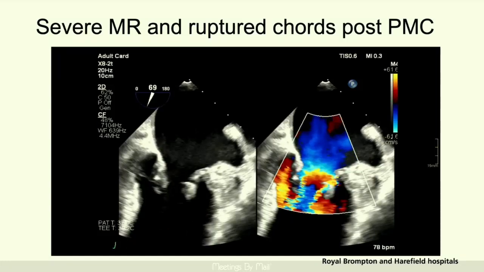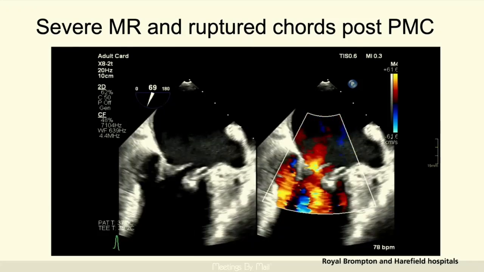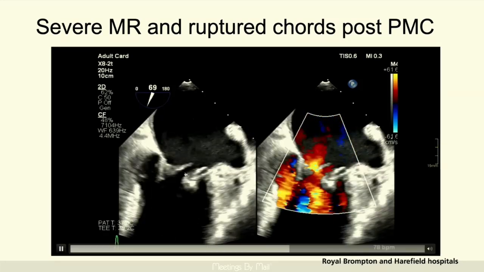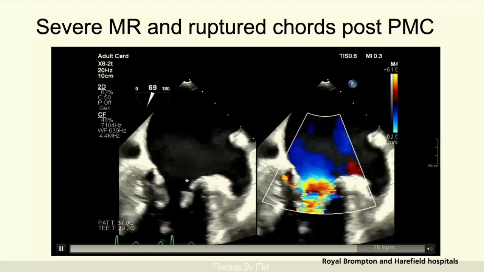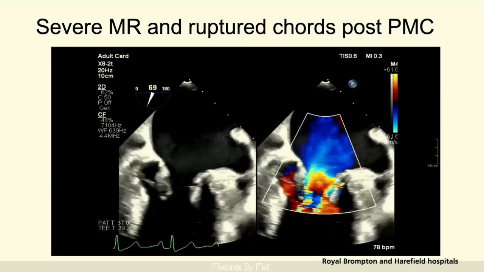So this is an example of a patient where we did a balloon valvuloplasty, but you can just see that there's a tear and significant mitral valve regurgitation. You can just see the tear here in the leaflet. So this patient ended up subsequently going on to have surgery at high risk.